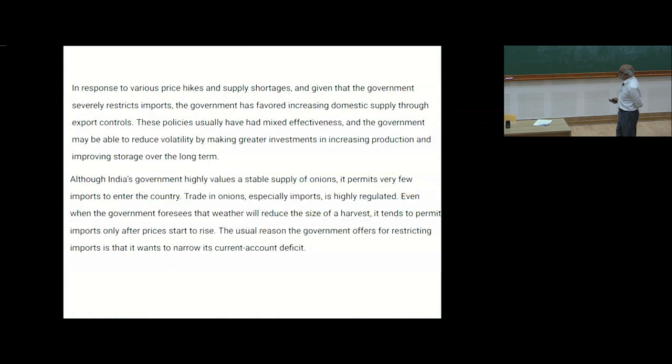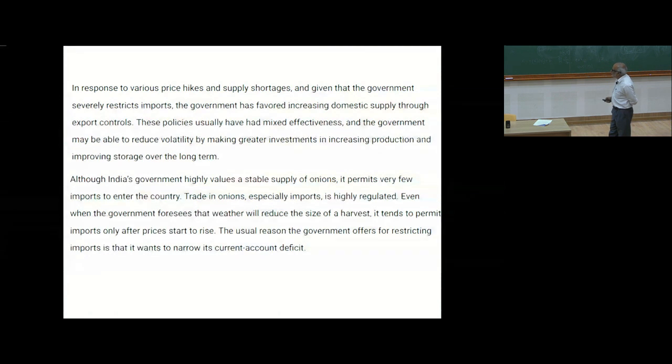Of course, we all value a stable supply of onions. The government permits very few imports, and trade in onions, especially import, is highly regulated. So even when the government foresees that weather will reduce the size of the harvest, it tends to permit imports only after the price starts to rise. So here it is again small scale manipulation, right? You see the system is really complex.